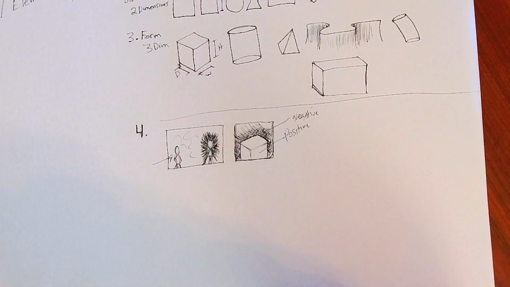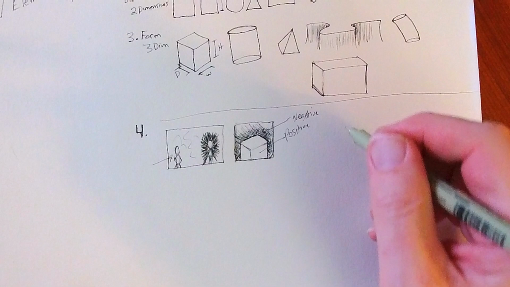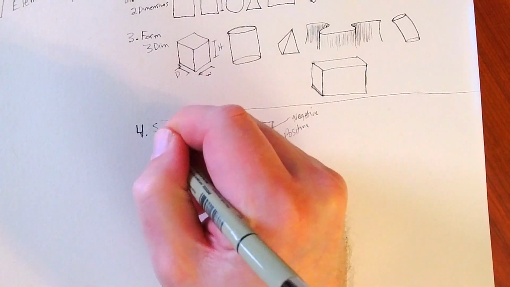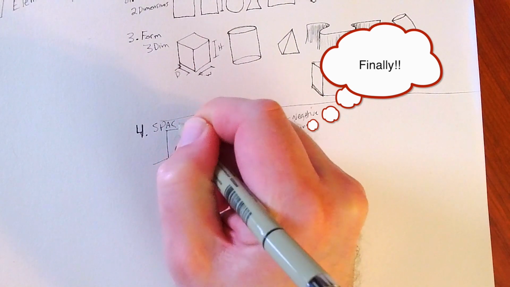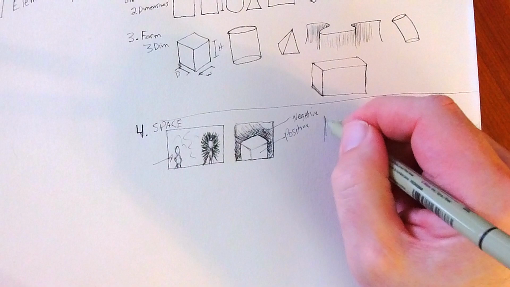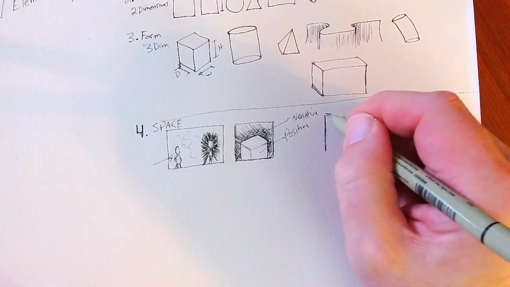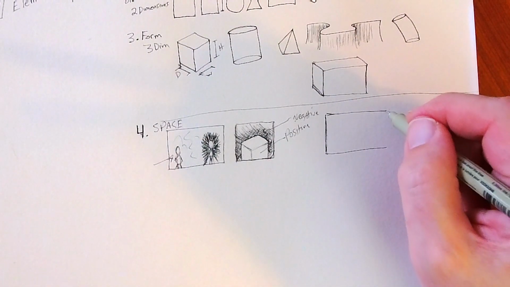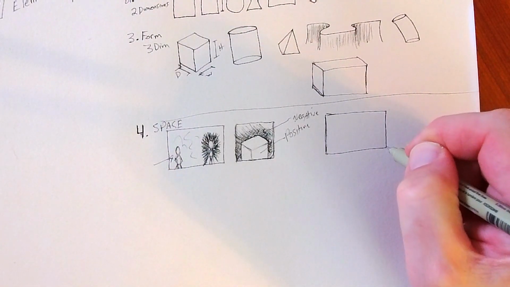Now there's another way of showing space as well. I didn't even write this down. So number 4 is space. Not like outer space, although that's very spacious. So another way of showing space is the illusion of depth, three-dimensional.